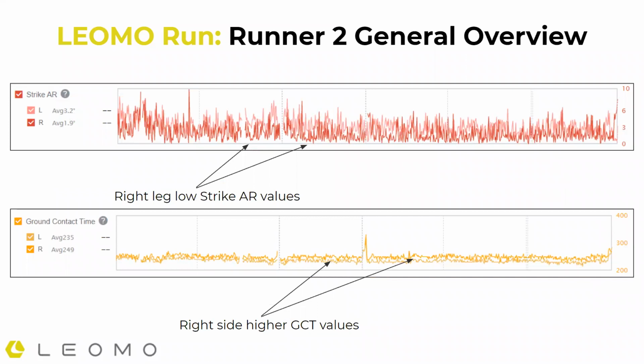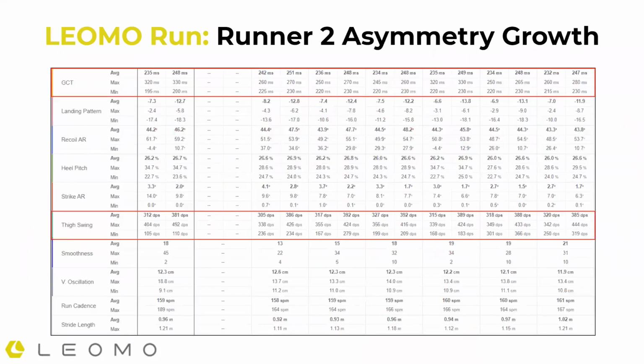So yep, just to show the data a little bit closer, we see that strike angular range, low values on the right leg, and simultaneously ground contact time, a little bit higher values there, a little undesirable. So right leg seems to be our weak point if we have to pick one. How do these asymmetries do?